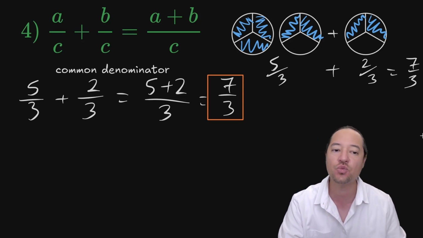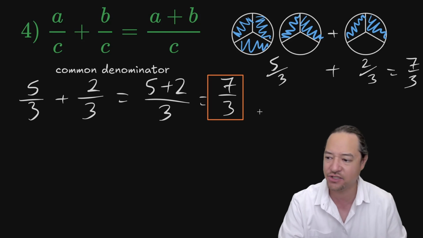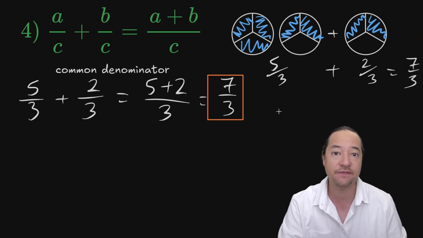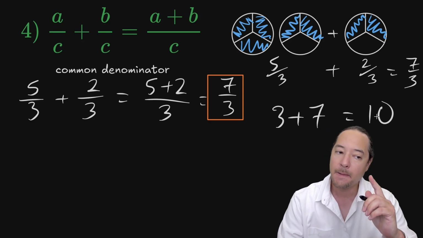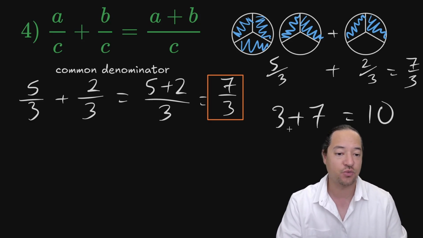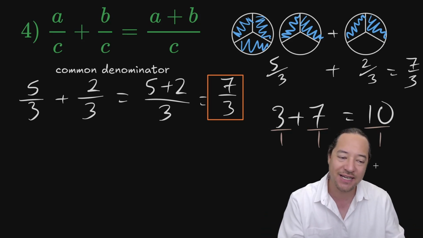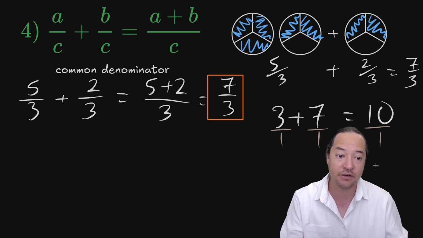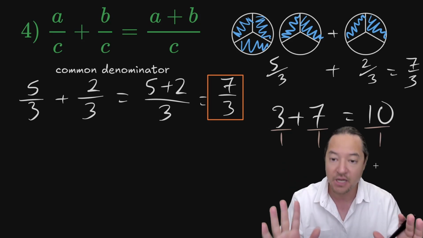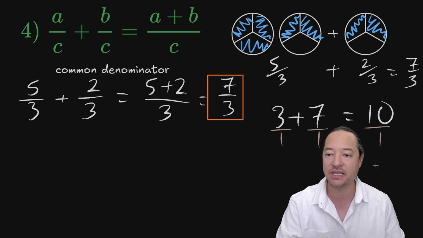In fact, this is what we do when we add integers. For example, if I was adding the numbers 3 plus 7, this is going to be 10. But we can think of these as fractions. We can think of the number 3 as 3 over 1, 7 is 7 over 1, and 10 is 10 over 1. And so now we're adding fractions. But look, it all works, because they have a common denominator, in this case, 1. So that's one way we can look at this.